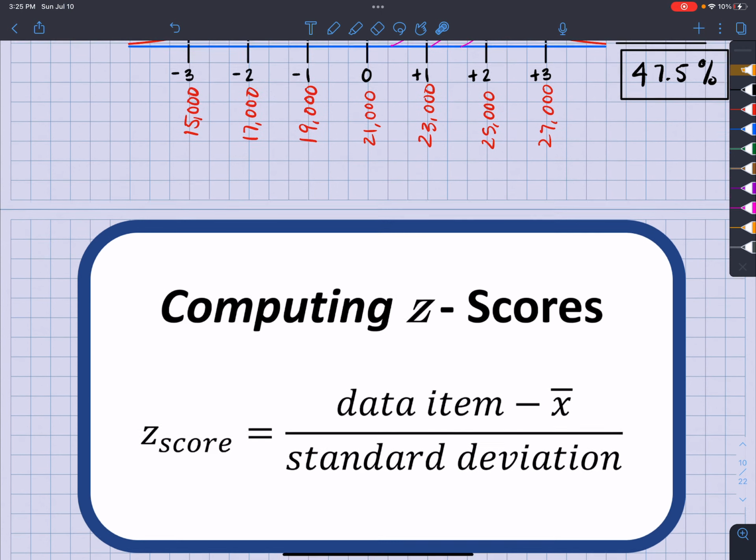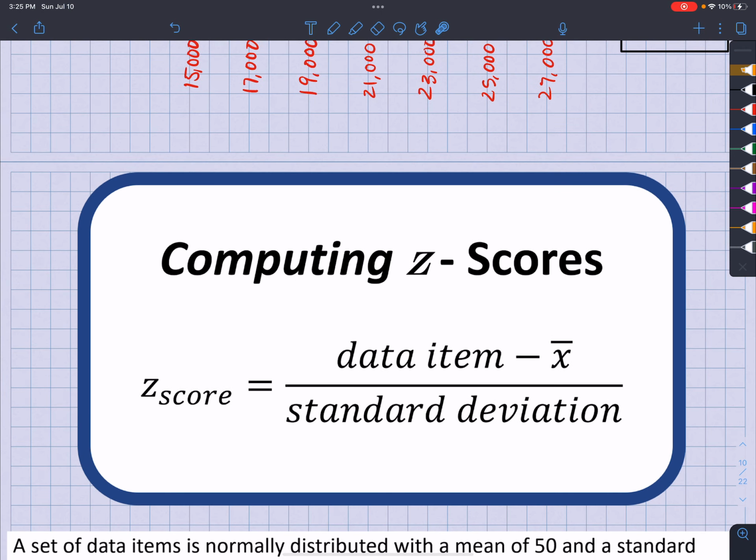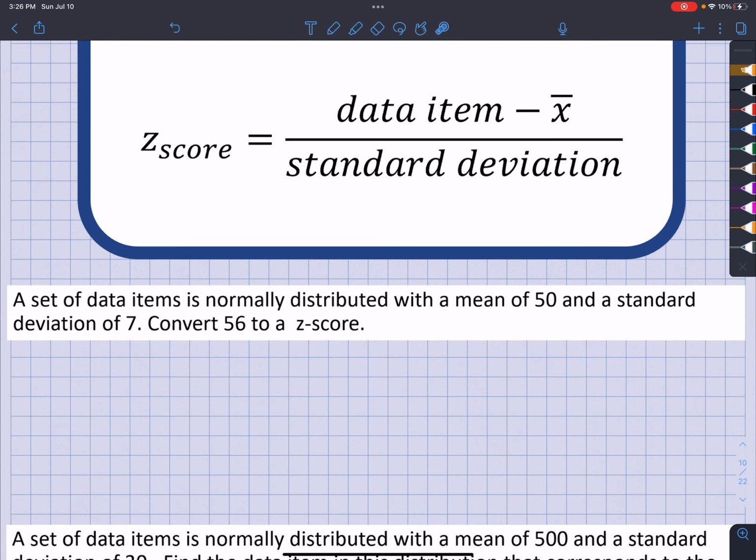Either I'm going to have to find the z-score, or I'm going to have to find what the data amount is. But I'm still going to be given the mean and the standard deviation. So this is the formula for z-scores. Let's take a look at a problem.